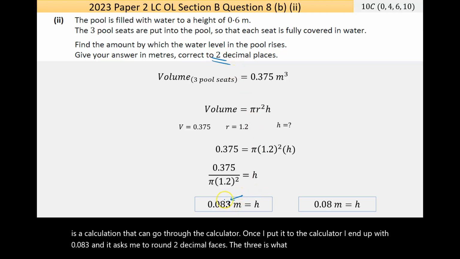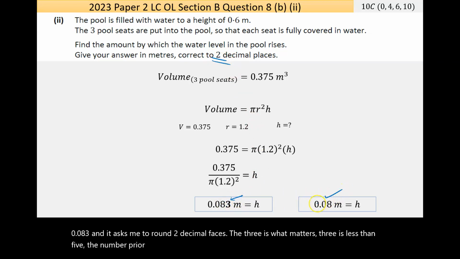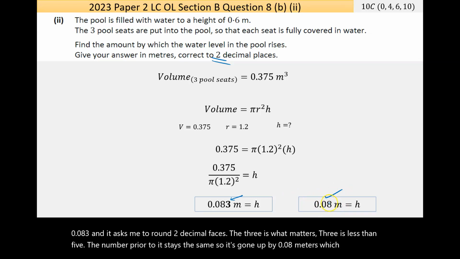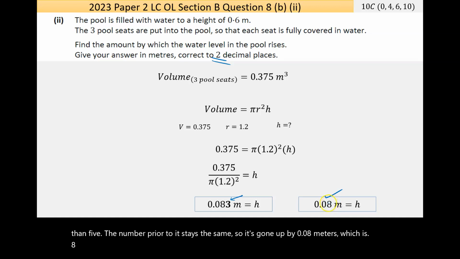The 3 is what matters. 3 is less than 5. The number prior to it stays the same. So it's gone up by 0.08 meters, which is 8 centimeters. You know, if you imagine 8 centimeters, that's a fairly big rise in the height of the water when the pool cubes are put in.